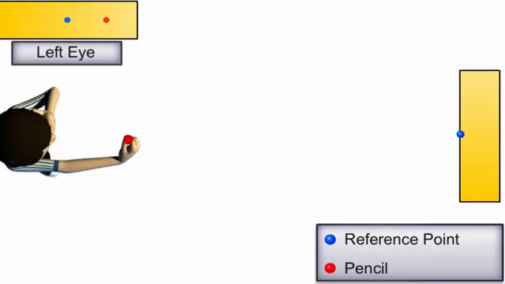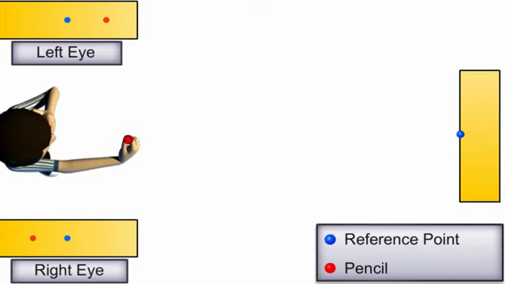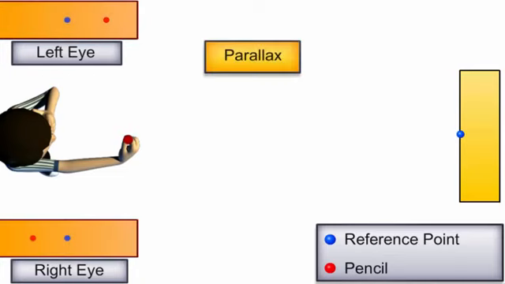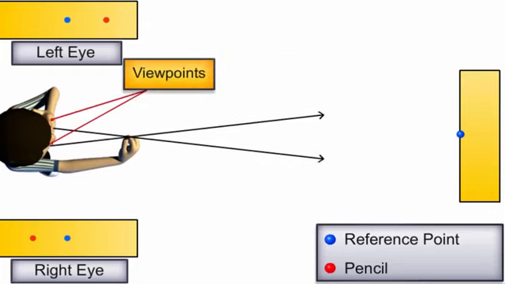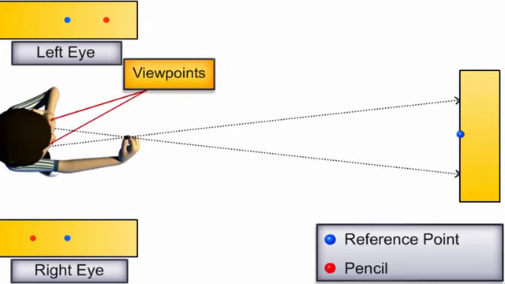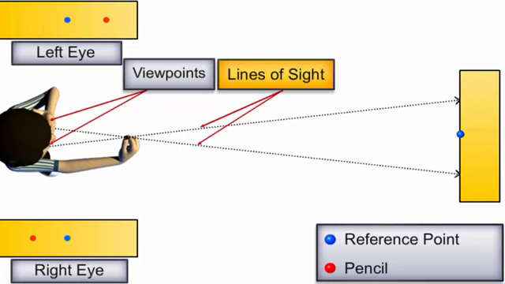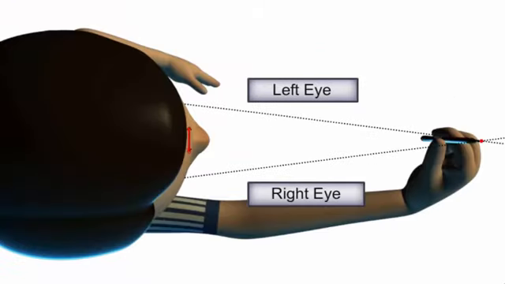and then with your right eye closing your left eye, you observe that the position of the pencil seems to change with respect to the fixed reference point on the wall. This is called parallax. You may call the two eyes two different viewpoints, since when used separately, they create different lines of sight. Distance between these two viewpoints or points of observation is called basis. Here, the basis is equal to the distance between two eyes.